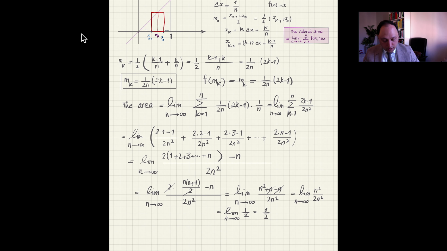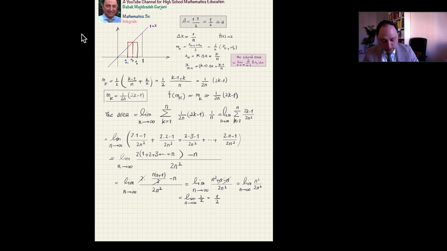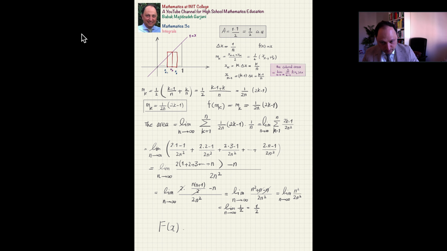A primitive function. Everyone, what is a primitive function for x? X squared divided by 2.